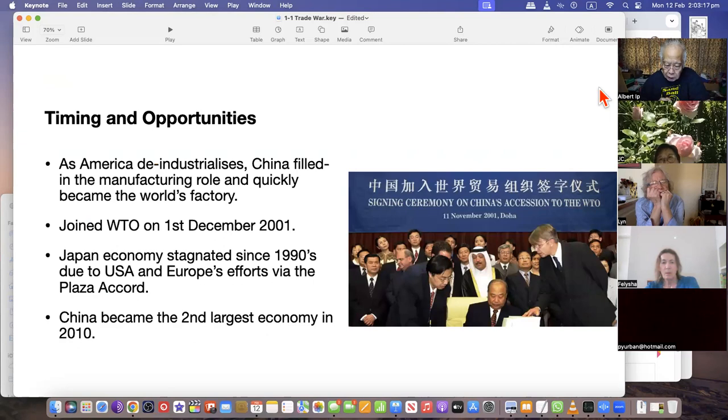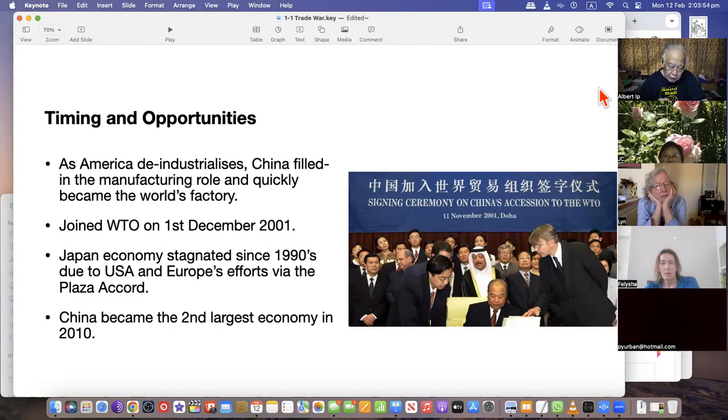Here, I call this timing and opportunity. China entered the World Trade Organization on the 1st of December 2001. And this is the signing ceremony on 2001, November 11. So on one side, China is growing. But on the other side, Japan provided a very good history lesson for China.